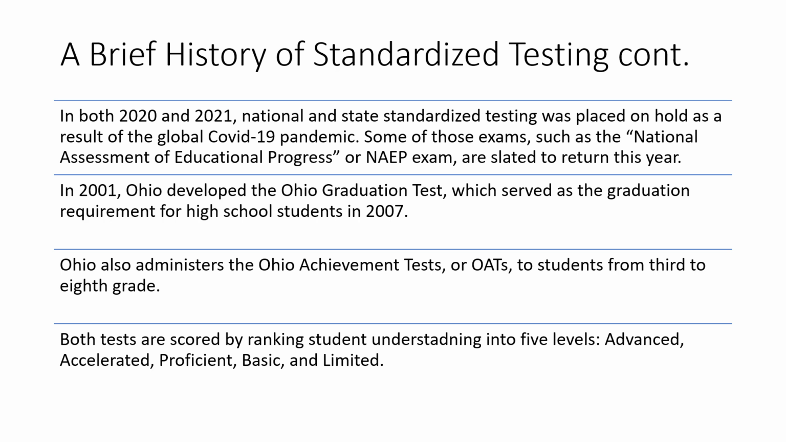In 2001, Ohio developed the Ohio Graduation Test, which now serves as the graduation requirement for high school students starting in 2007. Ohio also administers the Ohio Achievement Test, or the OATs, to students from 3rd grade to 8th grade. Both of these tests are scored by ranking students' understanding in 5 different levels, from advanced all the way down to limited understanding. And the 3rd grade OAT in particular is meant to satisfy a national requirement for the 3rd grade reading benchmark.